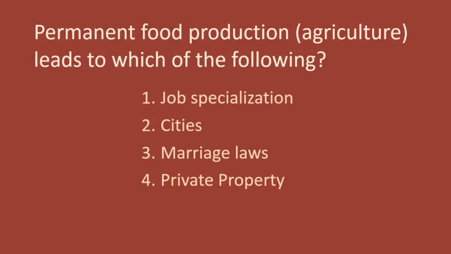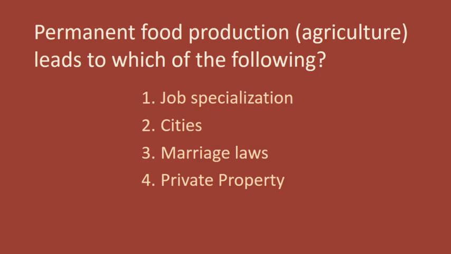So your first question is going to be about permanent food production. Permanent food production, and by that I mean agriculture, leads to which of the following? Job specialization, cities, marriage laws, or private property? Well, the answer is actually all of these, and I know that that's not a choice on the slide, but it leads to all of these things.